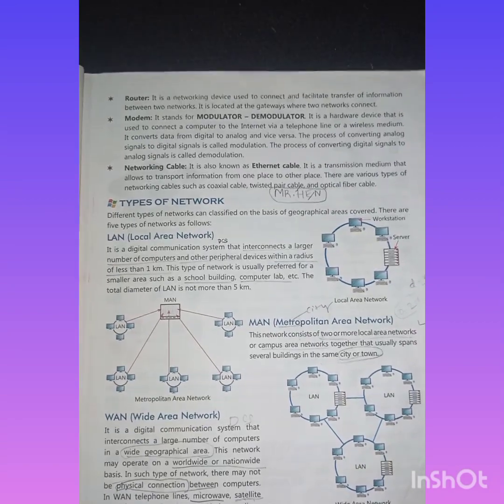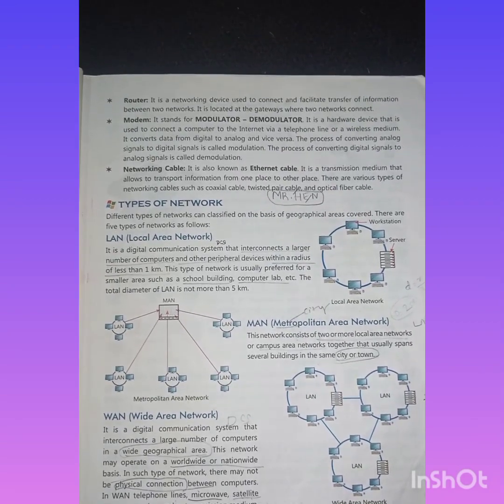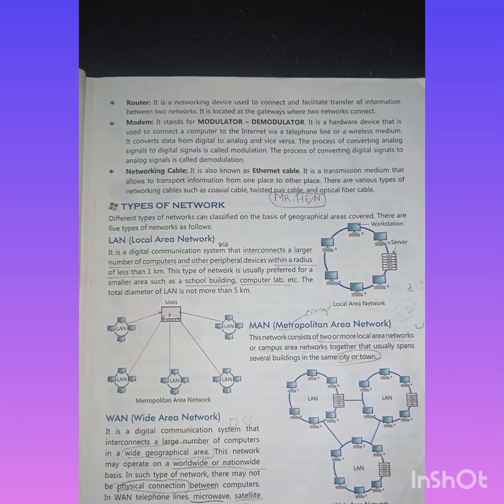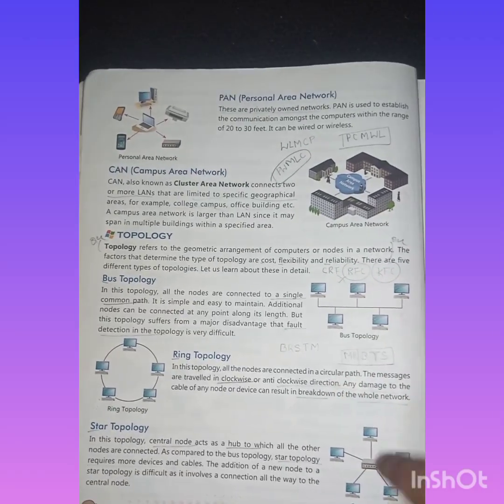Local area network, metropolitan area network is a combination of local area networks or campus area networks. Then is about wide area network. WAN, LAN, WAN, MAN, PAN, CAN.